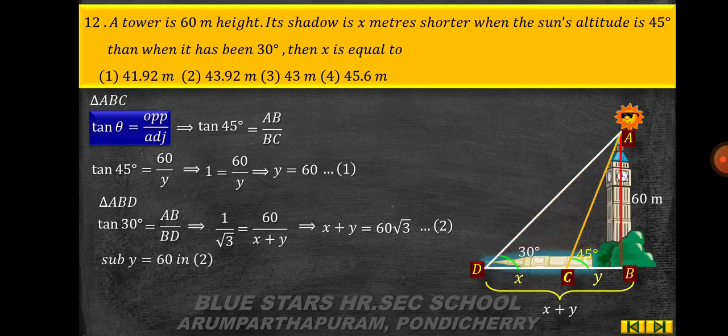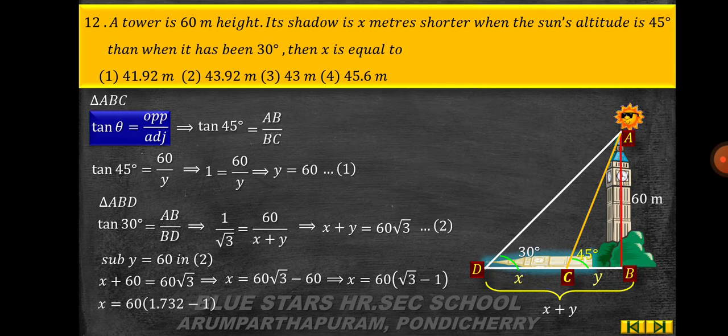So substituting y is equal to 60 in equation 2, we get x plus 60 is equal to 60 root 3, which implies x is equal to 60 root 3 minus 60. X is equal to 60 into root 3 minus 1. So x is equal to 60 into root 3 value is 1.732 minus 1, which implies x is equal to 60 into 0.732, which is nothing but 43.92 meter. So the correct option is option 2. The answer is 43.92 meter.